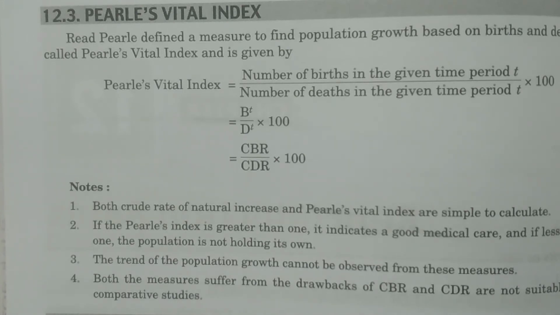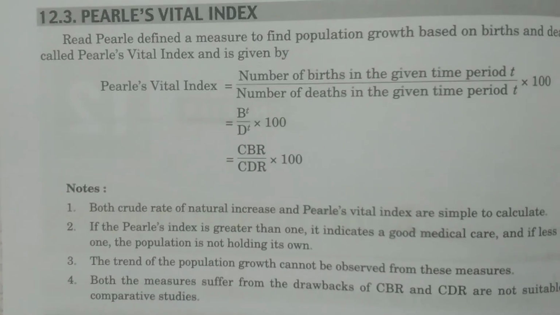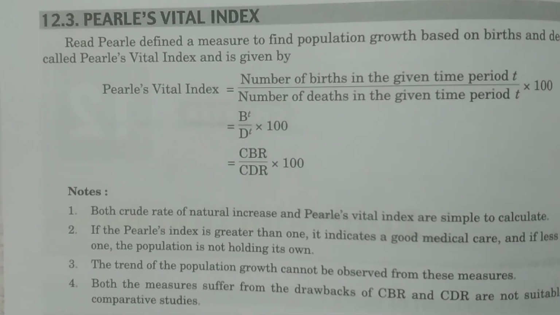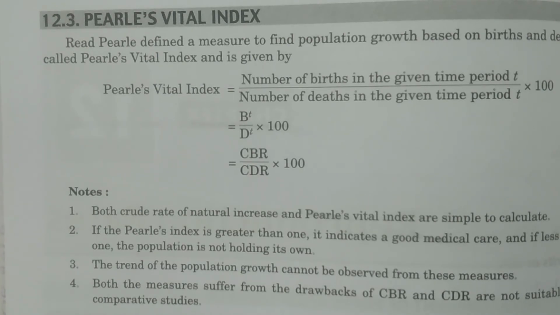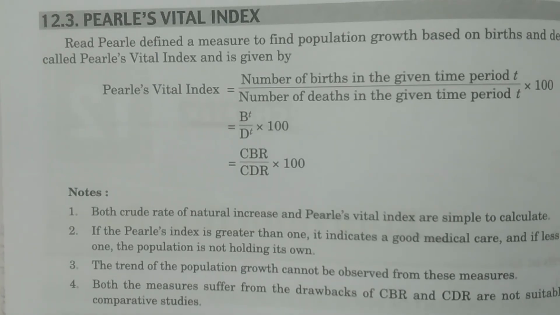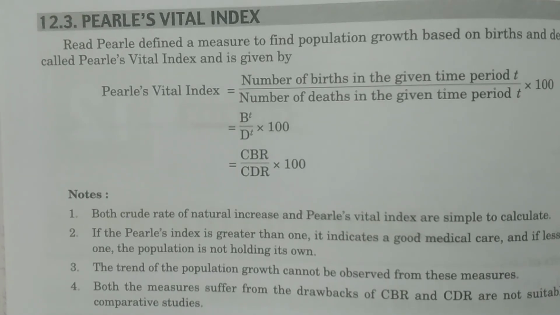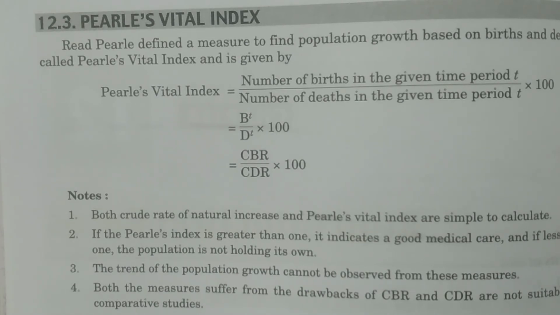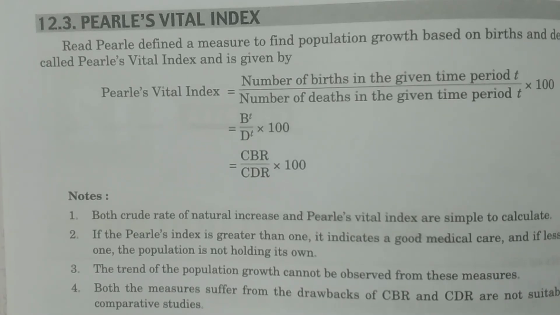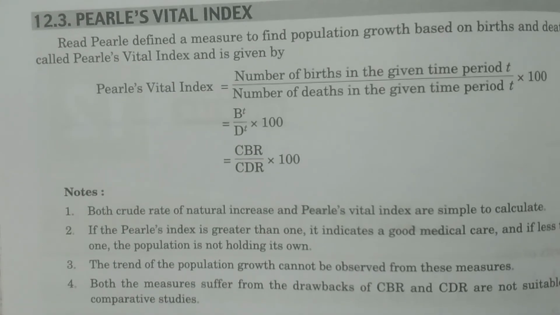So these are the two important measures I have discussed here, and the remaining two measures, gross reproduction rate and net reproduction rate, I discuss separately in another class. Hope you understand. These are the measures for measuring population growth, which are called reproduction rates. Actually, the reproduction rates are the two, GRR and NRR, which I discuss in the next class. Hope you understand. Thank you.